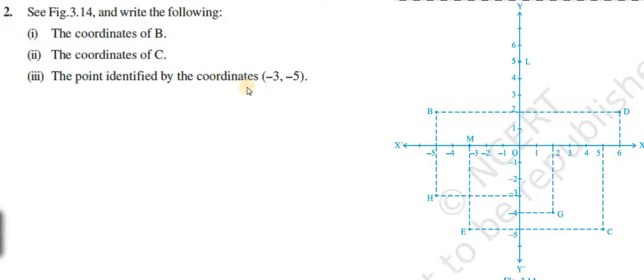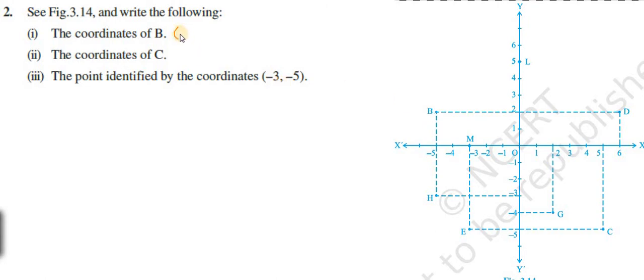Your next question, see figure 3.14. In this figure 3.14, write the following. The coordinates of B. So where is the point B? Here the point B is here. So tell me, what are the coordinates of B? Here it is x-axis -5 and y-axis 2.